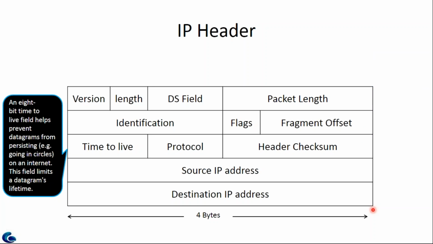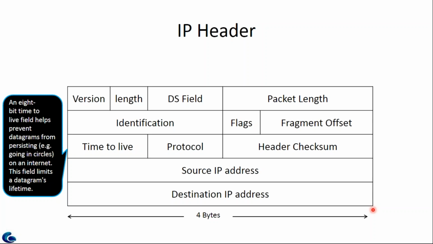Then comes time to live, very important. We are going to discuss this later also when I cover the traceroute command. But fundamentally, the time to live is information which will prevent the datagrams from persisting. So you have a packet coming into a router and then it forwards it, but somehow that packet is not able to reach the destination.